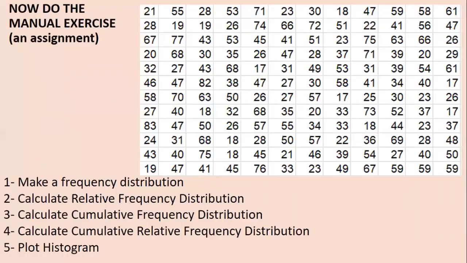Now, here is an assignment for you. These are 144 observations of numbers of some data. You have to make a frequency distribution. You have to calculate the relative frequency distribution. You have to calculate the cumulative frequency distribution. You have to calculate the cumulative relative frequency distribution, and in the end, you have to plot a histogram. So this is your home assignment, and you have to do it manually.